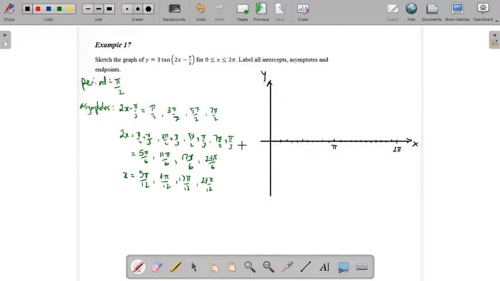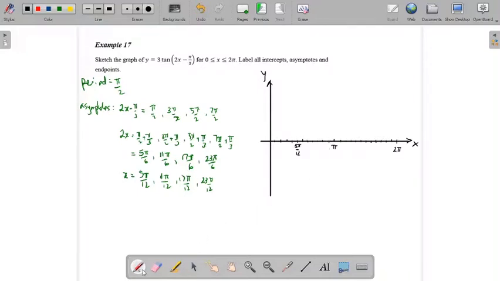Okay, so that's what we've got. Now, first asymptote here is 5 pi on 12. So that's 1, 2, 3, 4, 5 pi on 12. So that point there is our asymptote. Then the next one's at 11. So that's 6, 7, 8, 9, 10, 11, pi on 12.